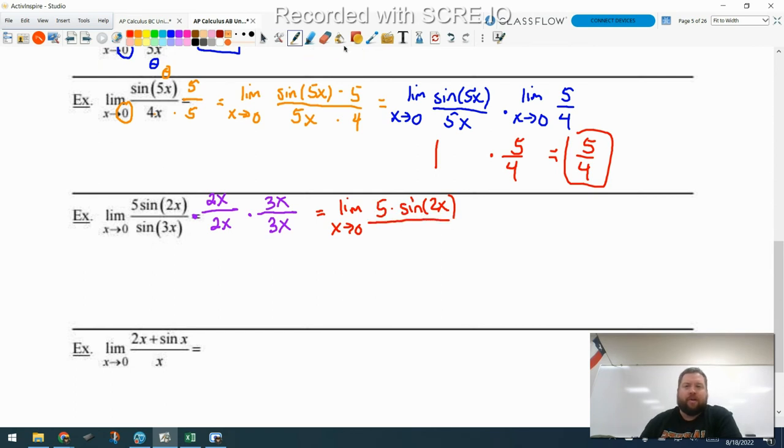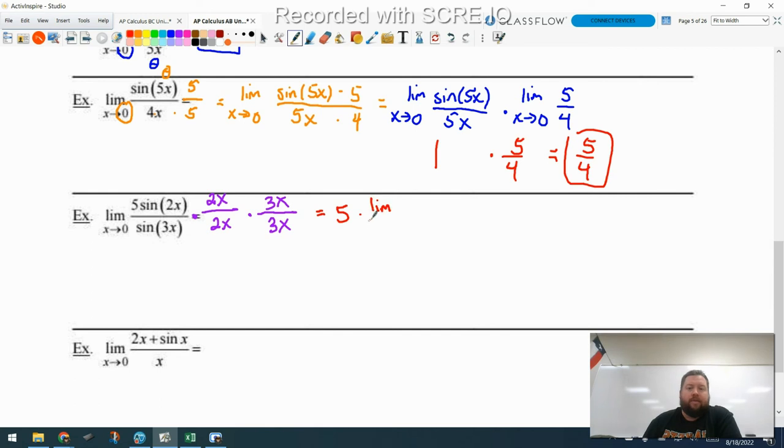All right, I'm going to start this step over, so I'm going to erase this. Since everything's multiplied together, I can apply my limit property that says I can separate this into multiple limits. So I'm going to go ahead and do that now. First, I'm going to take this constant 5 and pull it out. That doesn't have to be inside the limit.